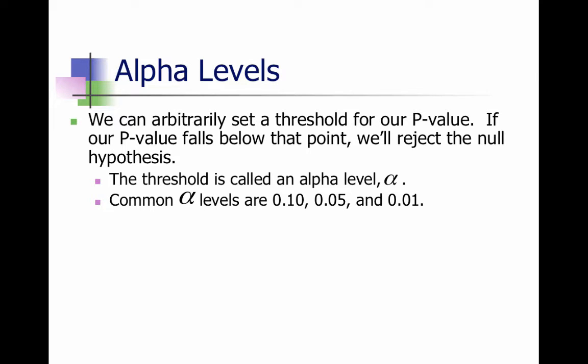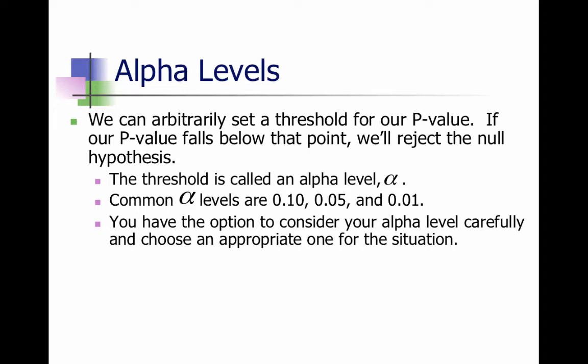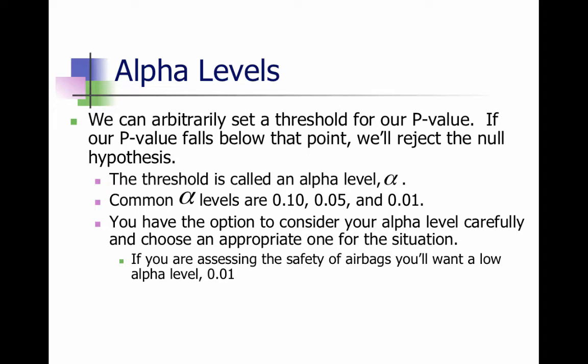Common alpha levels are 10%, 5%, and 1%. You have the option to consider your alpha level carefully and choose an appropriate one for the situation. And your context will decide whether you should use 1, 5, or 10%. For example, if you are assessing the safety of airbags, you'll want a low alpha level of 1%. You want to make absolutely sure that that airbag is safe.